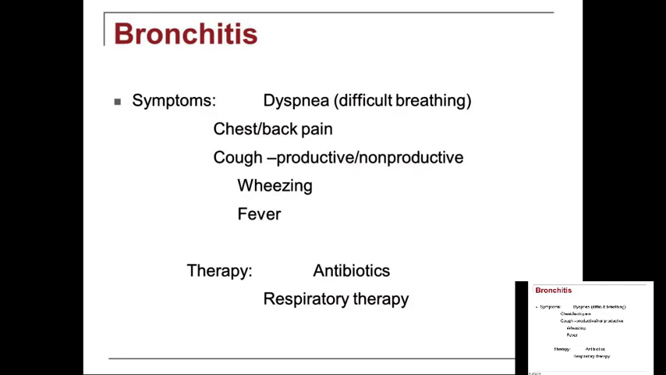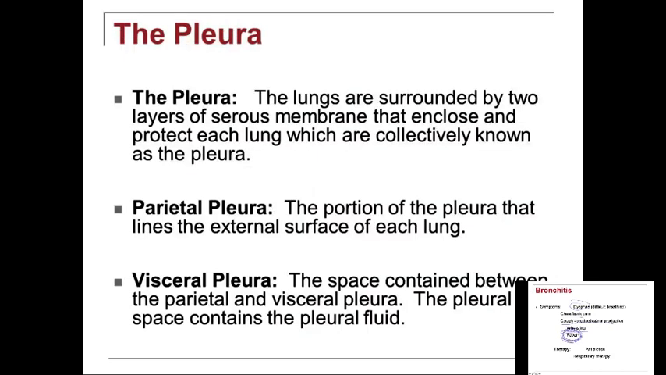Difficulty in breathing, that's what dyspnea is. When there's apnea, there's no breathing. Dyspnea is difficulty breathing. Eupnea is just normal breathing. There's often chest pain or back pain. There's a productive or non-productive cough. With bronchitis, there's wheezing and typically a fever. With asthma, there's no fever. With bronchitis, there is fever. Usually the body takes care of it within 7 to 10 days. If not, that's where antibiotics come into play.